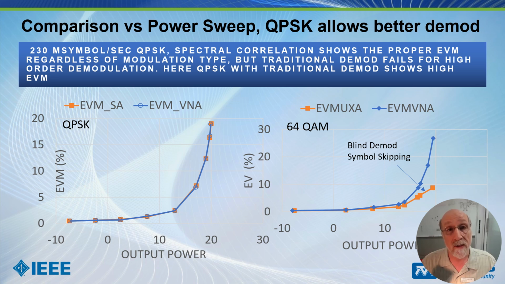Here, I show a comparison of using the spectral correlation method with the traditional EVM demodulation method. For something like a QPSK signal, the QPSK has only four symbols in the four quadrants, so they're very far spaced. So we can have a lot of symbol error before we can't demodulate anymore. Whereas the 64 QAM signal passes much more information per symbol, but the symbols are more closely spaced, so it's easier to get an error that puts you on an adjacent symbol. If you're on an adjacent symbol, you won't be able to determine the EVM correctly. And that's why you see something in the blind demodulation, where we try to reconstruct the symbols, has a limitation as we get to high distortion, because that symbol will skip to the next symbol and not be recognized as having a large error. If we use the spectral correlation, where we can compare exactly the input and output waveforms in the frequency domain, we don't have such a symbol skipping error.